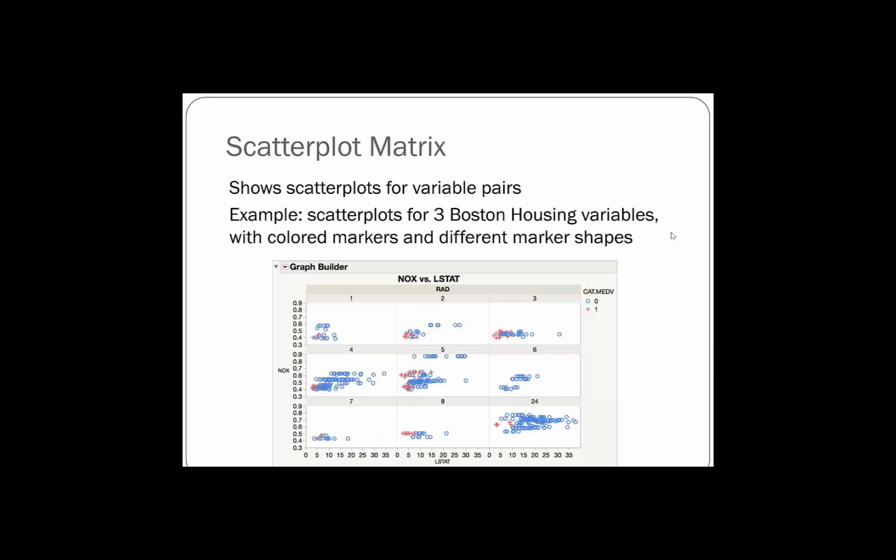Another useful variation on this is something called a scatter plot matrix, where we still have NOx on the y-axis, LSTAT on the x-axis, but then we're going to break the data down by the variable rad, R-A-D, and then we still have whether it's a low or high median value. So you notice wherever rad is 1, we have this sub-data set, you might call it, which is much smaller than when rad is 7. And we see that there are 1, 2, 3, 4, 5, 6, 7, 8, and then 24. So there's 9 total values that rad can take on.